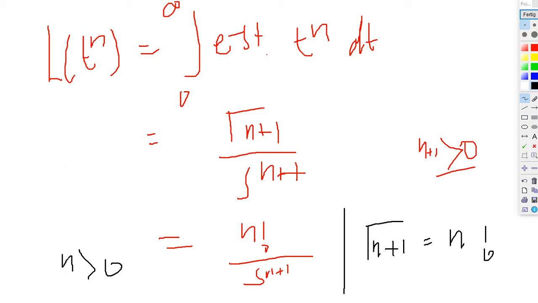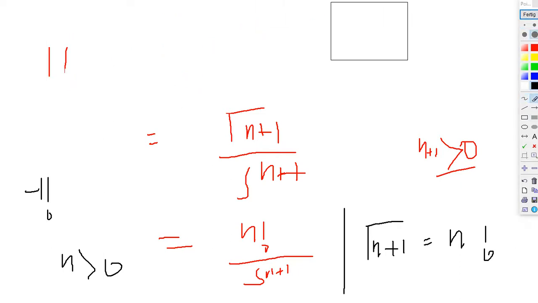That means n can be any constant, but it must be greater than 0, because the factorial of a negative number is not defined. This is t to the power n. If you want to find the Laplace inverse, you need to find the Laplace inverse and the Laplace transformation simultaneously.